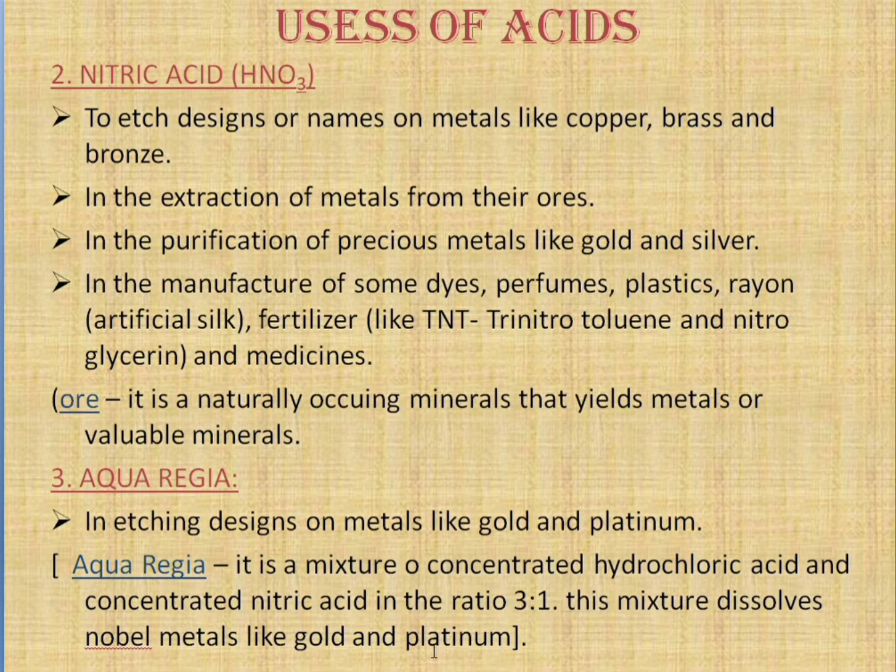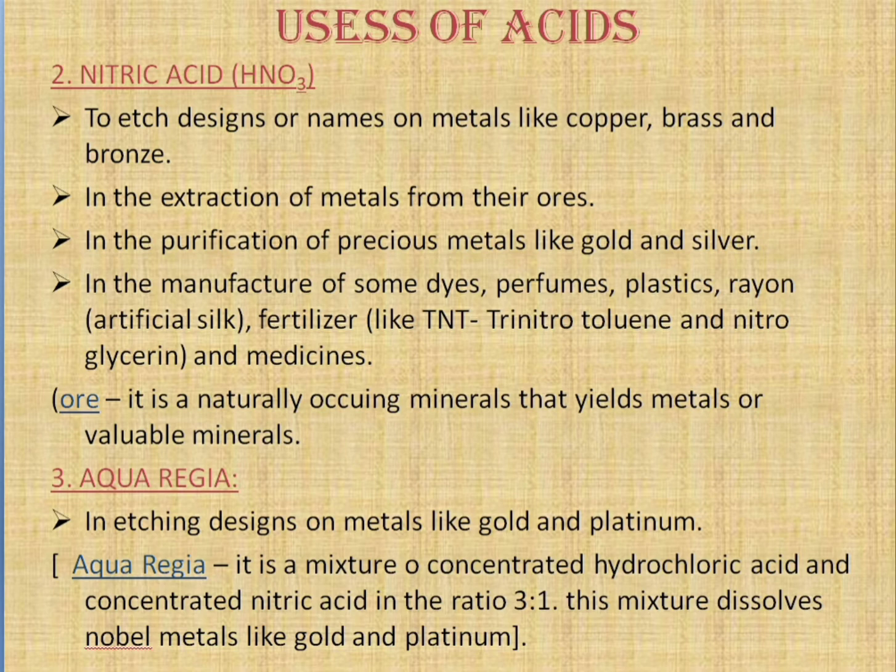So if they ask what is the ratio of aqua regia, you have to write concentrated hydrochloric acid 3 and nitric acid 1. So 3:1. If they give it reversed, that means nitric acid and hydrochloric acid, then you have to write 1:3. If they have given concentrated hydrochloric acid first and then nitric acid, it means 3:1. This mixture dissolves noble metals like gold and platinum. So this is about aqua regia.